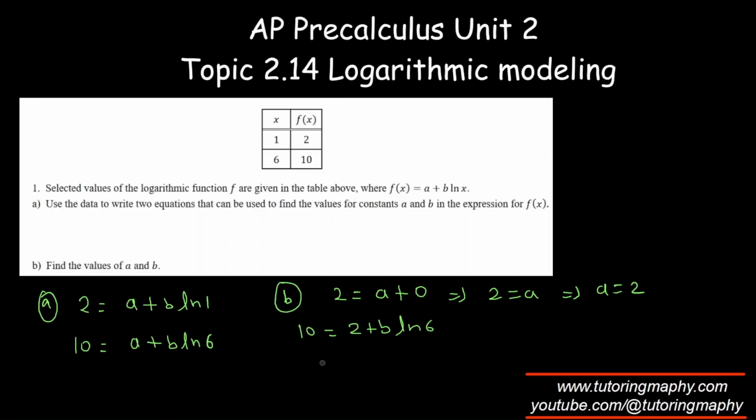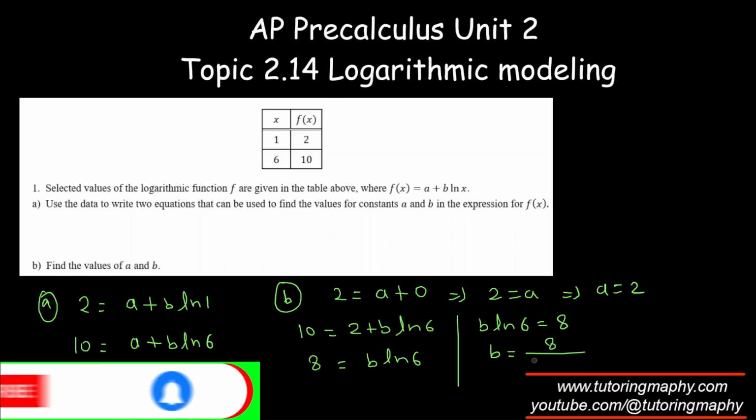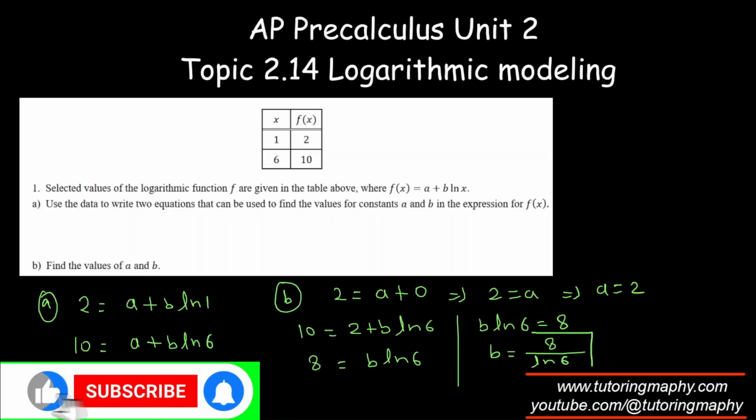10 minus 2 is 8. So 8 is equal to b ln 6. Let's flip the equation. So b ln 6 is equal to 8. So b is 8 over ln 6. So that is the value of a and b for this equation.